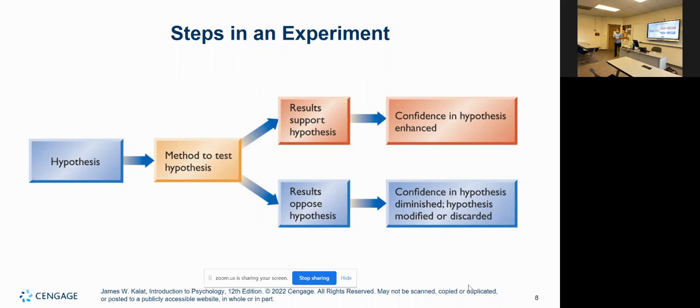Like, for example, going back to my idea that freshman college students have a higher rate of suicide. That's my hypothesis. I go out and I ask 200 seniors about depression and anxiety. Is that going to help me? Probably not, right? So my method of collection wasn't really great.